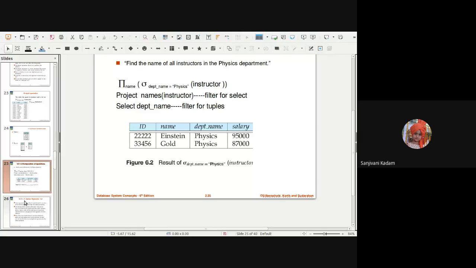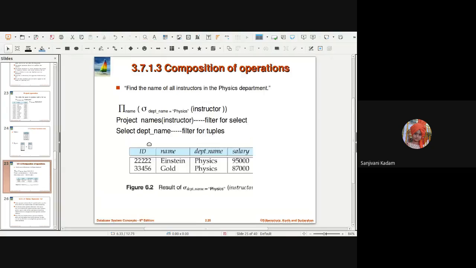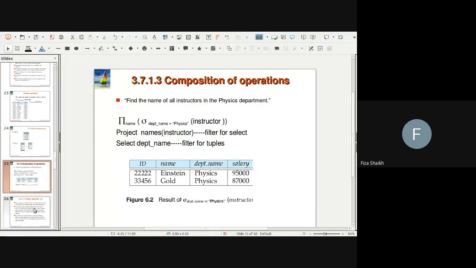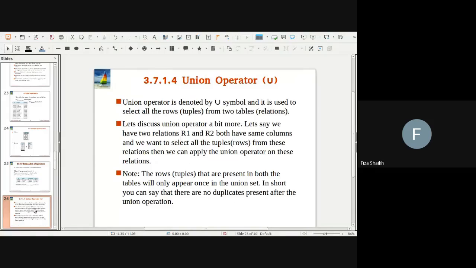Yes, ma'am. You're audible. Clear with this composition of operations? Yeah, ma'am. It is clear. Okay, let us go for the next operation.